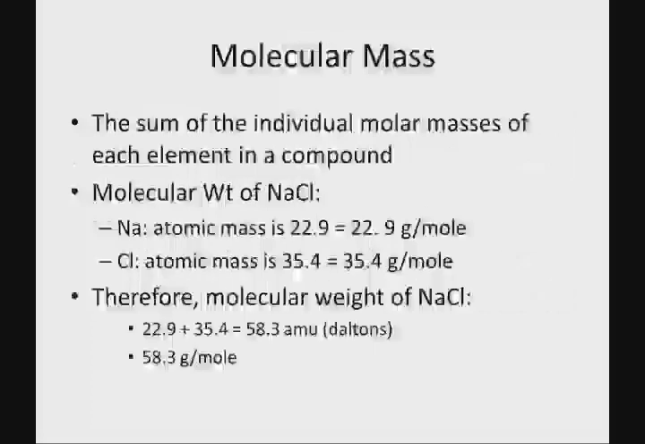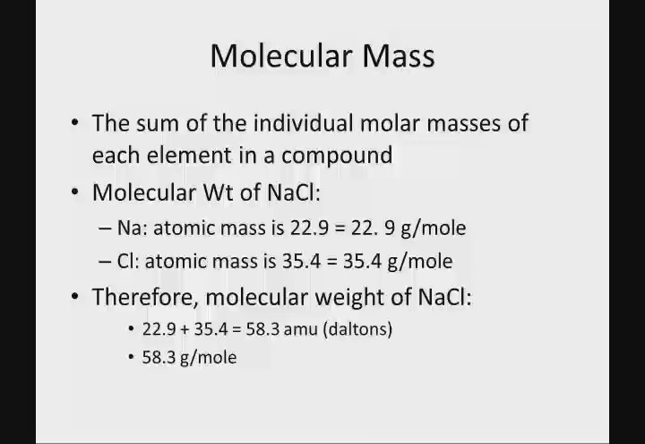Right? Now, we're not oftentimes working with pure substances. We're working with molecular compounds. And what we want is the molecular mass of that compound. So, for example, if we wanted to know the molecular weight of sodium chloride, we would take the atomic mass of each element and convert it to grams per mole. Sodium is 22.9. Chlorine, atomic mass is 35.4 grams per mole.